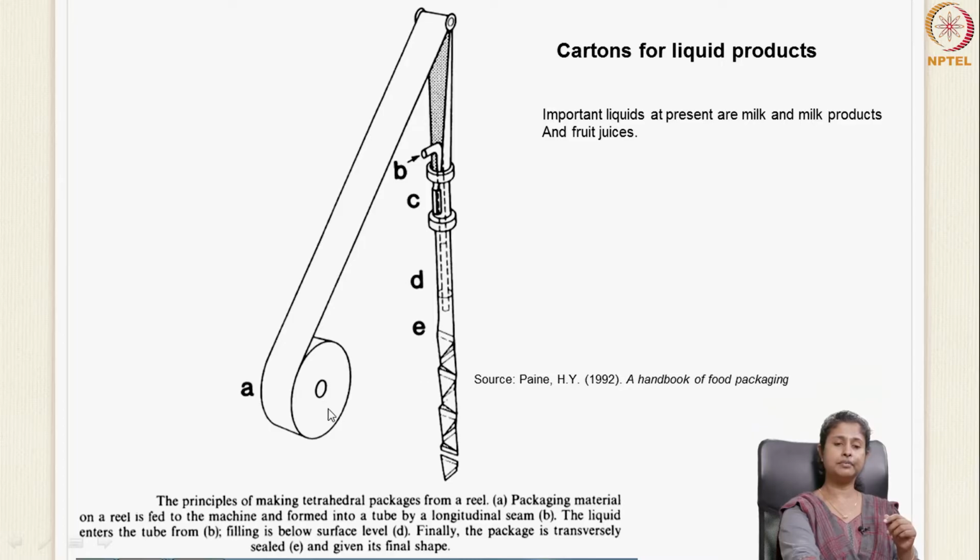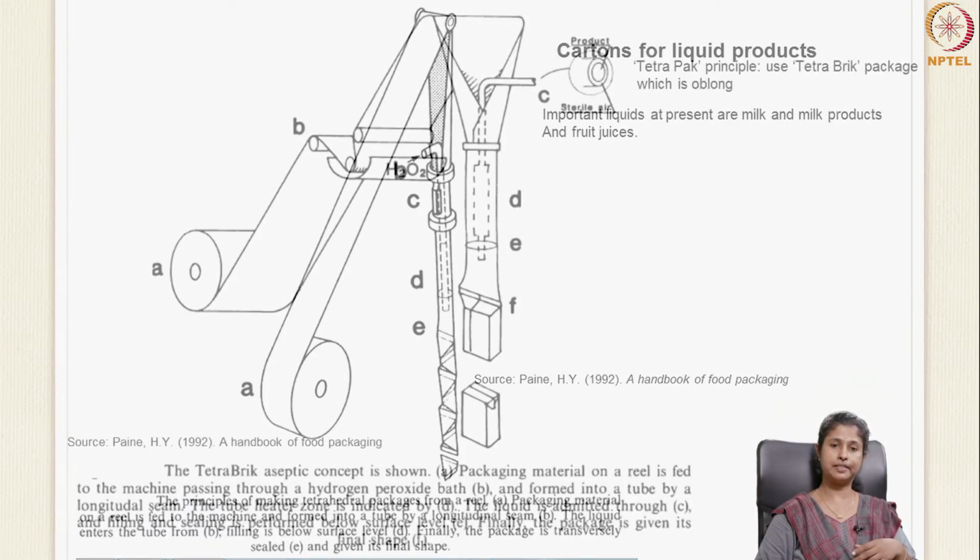If you look at this diagram, this is a tetrahedron package. The package is taken as a continuous web from the reel, and once it's taken from the reel, it's fed into the machine. It's formed into a tube. So this shoulder here on top forms it into a tube, section B. And then once you form it into a tube, liquid is filled into it. The section at the bottom is first sealed, and then the liquid is filled, and finally the package is sealed transversely and given its final shape. This is important for liquids such as milk and fruit juices. And this is what is applied in the food packaging system nowadays.